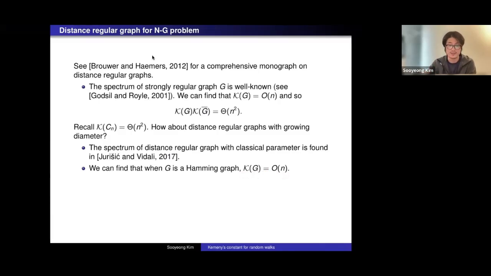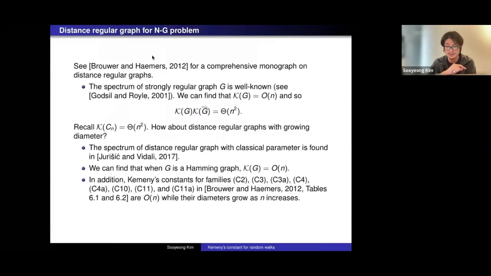And then we can also verify that for other families, here in this book, their Kemeny constant is of order n, while their diameter grows as n increases.